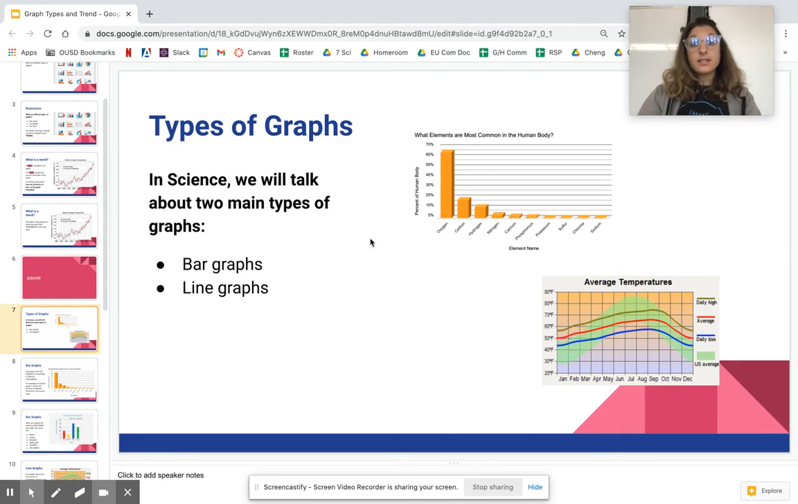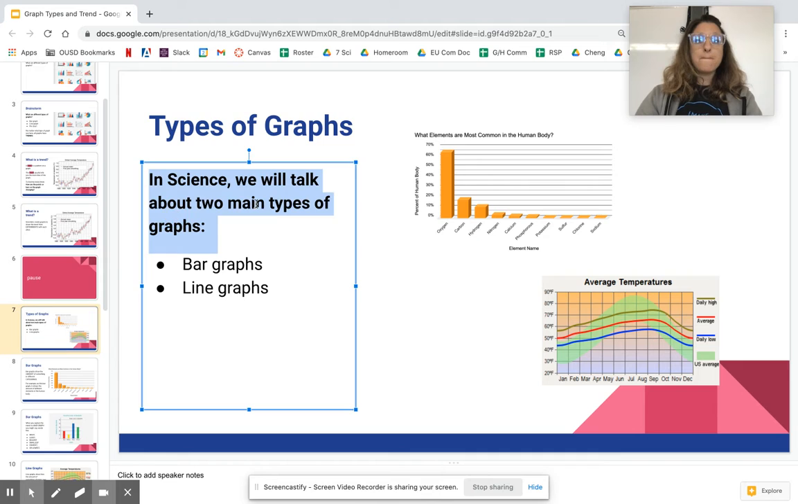All right, scientists, let's talk about types of graphs. In science this year, the two main graphs that we'll talk about are bar graphs, which look like this, and line graphs that look like this. Let's start by comparing them. How are they the same?